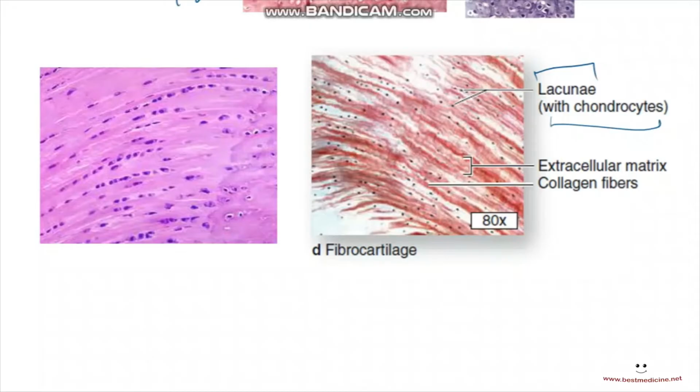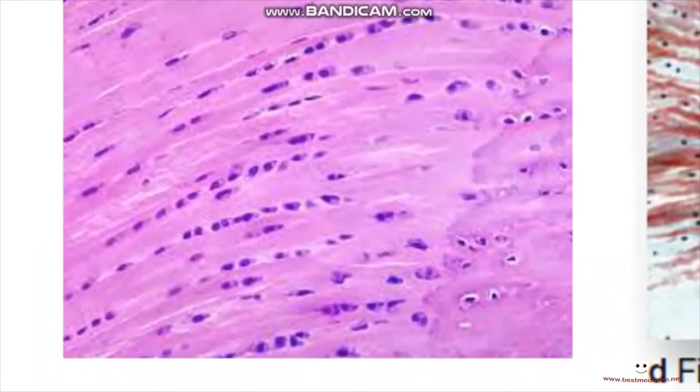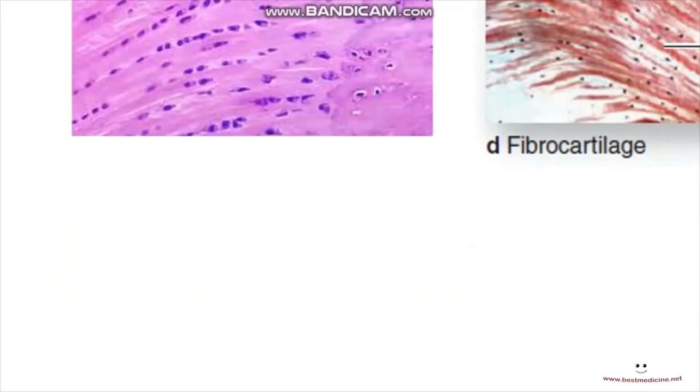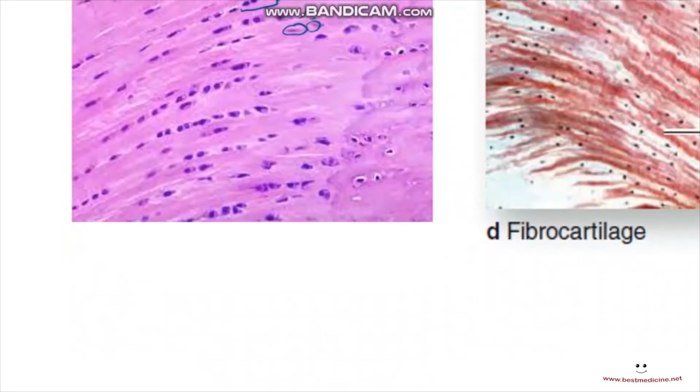Let me just zoom into this image right here. There are cells that are enclosed in lacunae, as you can see right here. And then there are some other cells as well, and these cells are of the connective tissue elements. And these cells that form the connective tissue are called what? Fibroblasts, right? So it contains two different kinds of cells: cells that form the connective tissue and cells that form the cartilage extracellular matrix.